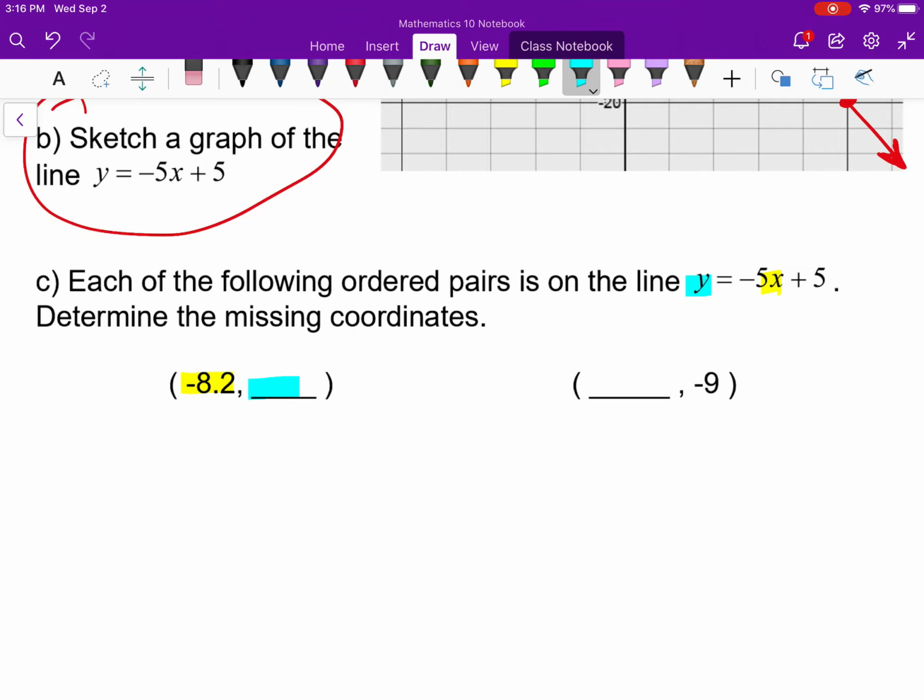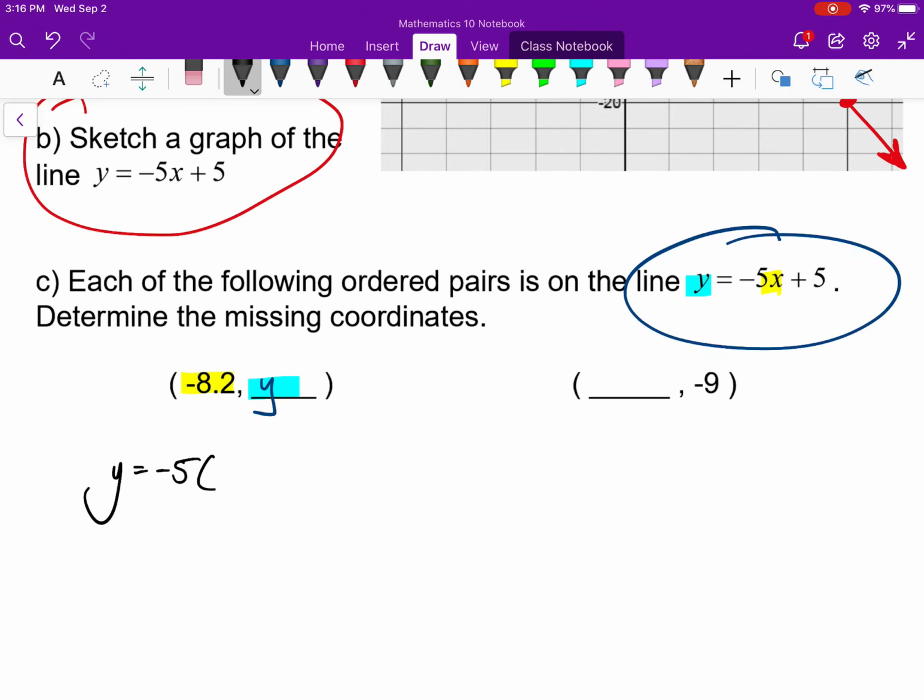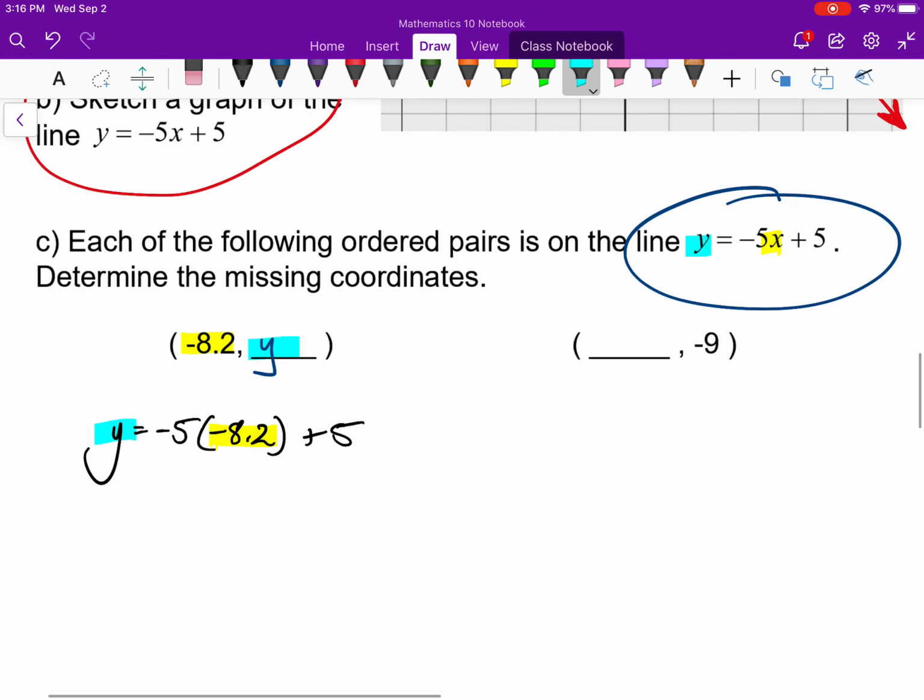So I know the x value. I don't know the y value. Okay, and so how do I figure that out? Well, now this is the first time I really need that equation. And so I'm just going to go back to that equation and replace the x with negative 8.2. And so y equals negative 5 times negative 8.2 plus 5. And now on the right-hand side of my equation, I can just calculate that in a calculator. Negative 5 times negative 8.2 plus 5. And that will be my y coordinate. And I get 46. So when x is negative 8.2, the y coordinate is 46.